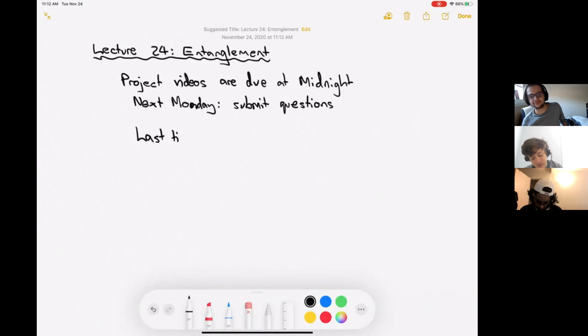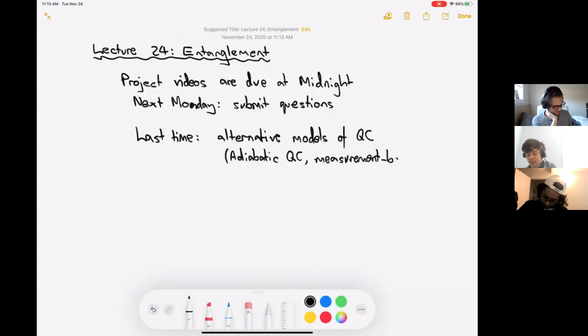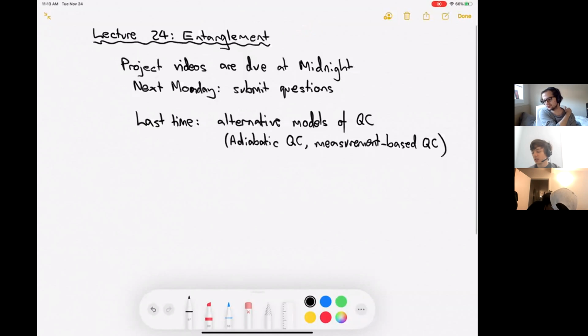So last time we talked about alternative models of quantum computing. In particular, we talked about adiabatic quantum computers and measurement-based quantum computing. So that's sort of the end of our section of the course on actually implementing quantum computers. We had the guest lectures on their areas of expertise, and then I talked about some wackier and wilder stuff.